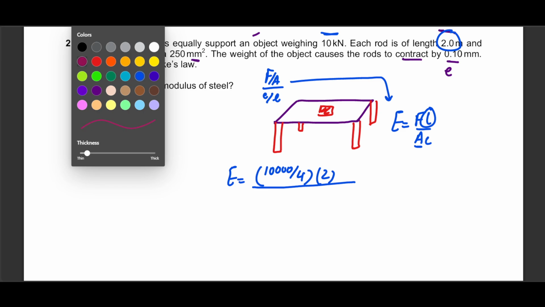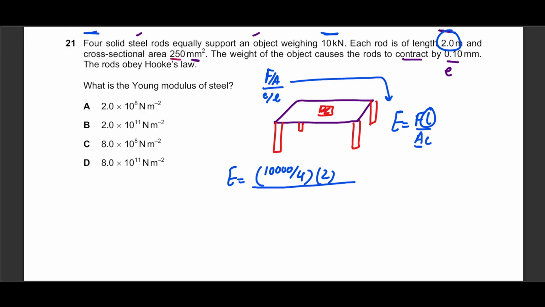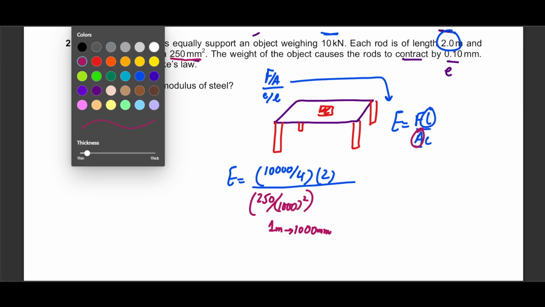Now, this is a bit tricky. Be careful. He says it is 250 millimeters square. So we have to convert this into meter square. That's the main problem. So this will be 250 divided by, since it is millimeter square, this should be 1000, because 1 meter has 1000 millimeters. And since it's an area, I will put a square on top of this. This is my bracket for cross-sectional area sorted out.